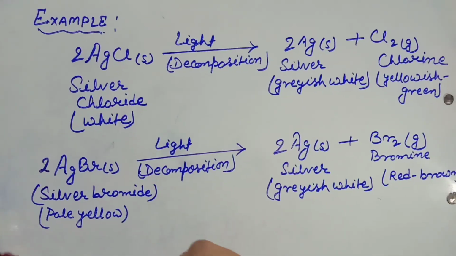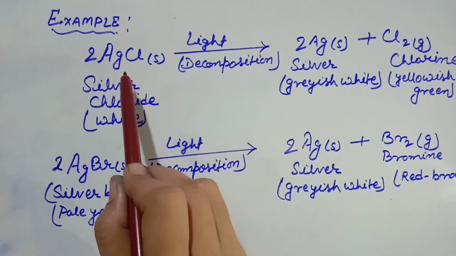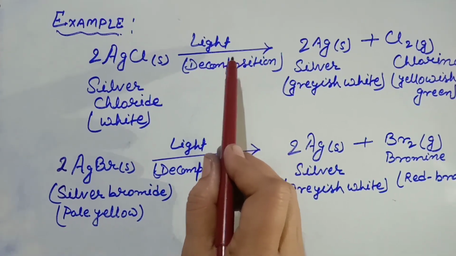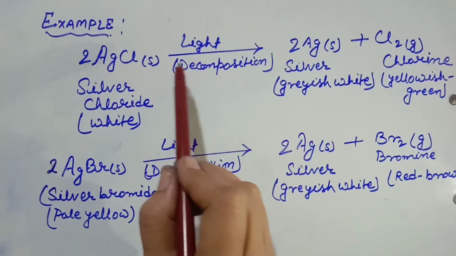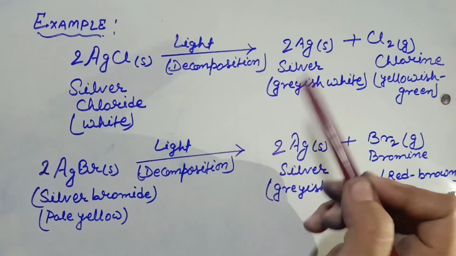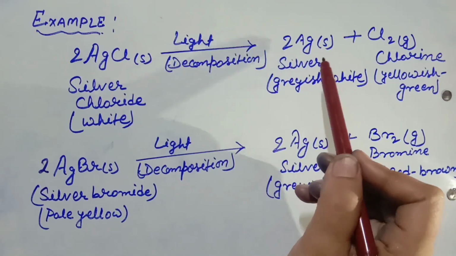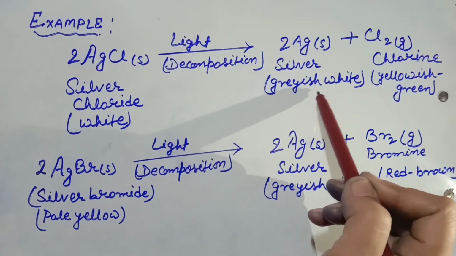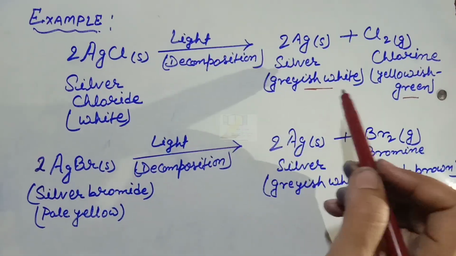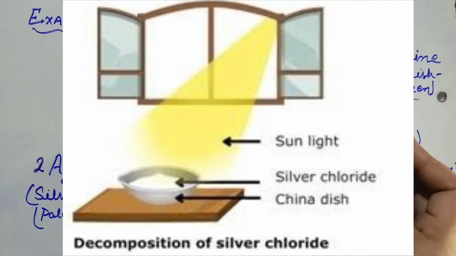Some examples of decomposition reaction by using light. See here, silver chloride, we use the light here. That light may be sunlight or maybe bulb light. Here when it comes in contact with light, this silver chloride breaks down automatically into silver and chlorine. The silver chloride color is white, but the metal silver color, we know, is grayish white. Now chlorine gas is yellowish green. You may see in this picture also the formation of silver as well as chlorine gas.